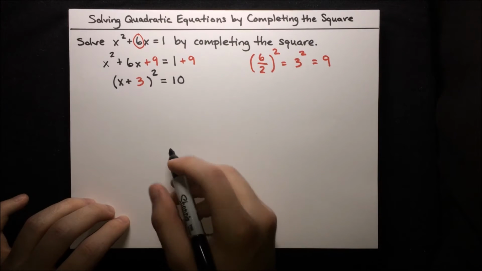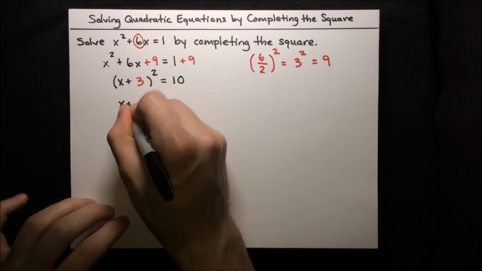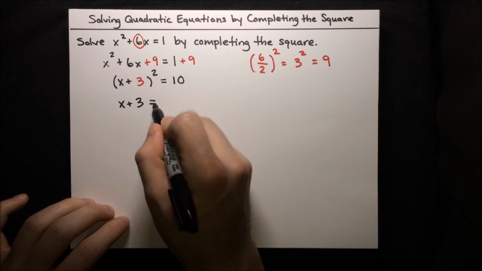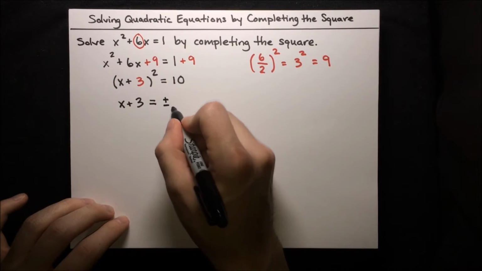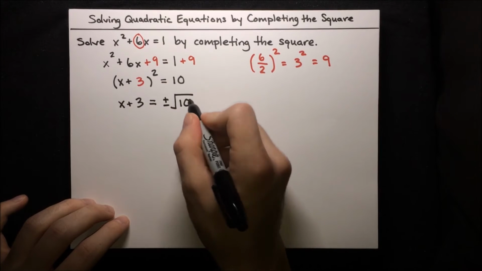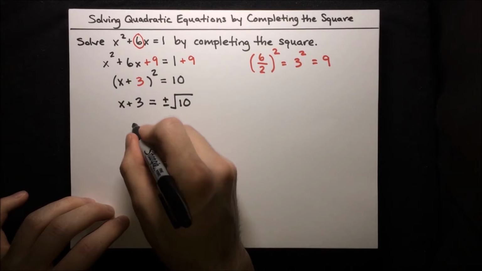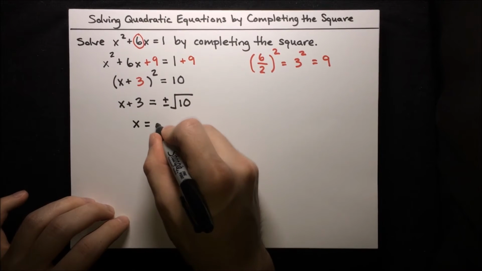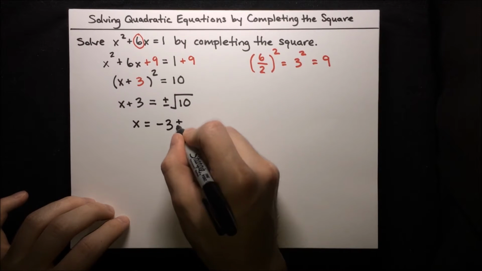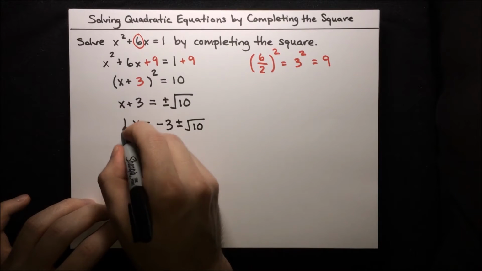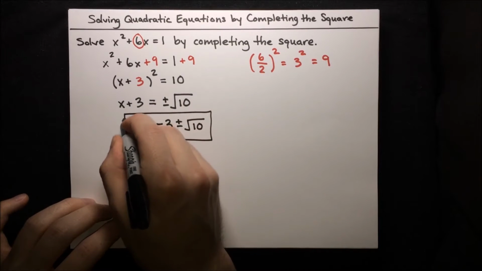Taking the positive and negative root, we get x plus 3, no squared this time because the positive negative root cancels out the square. That equals plus or minus root of 10. Now to solve for x, we can just subtract 3 from both sides and get x equals negative 3 plus or minus root 10. And there we go, we've got it. There's our solution for x.